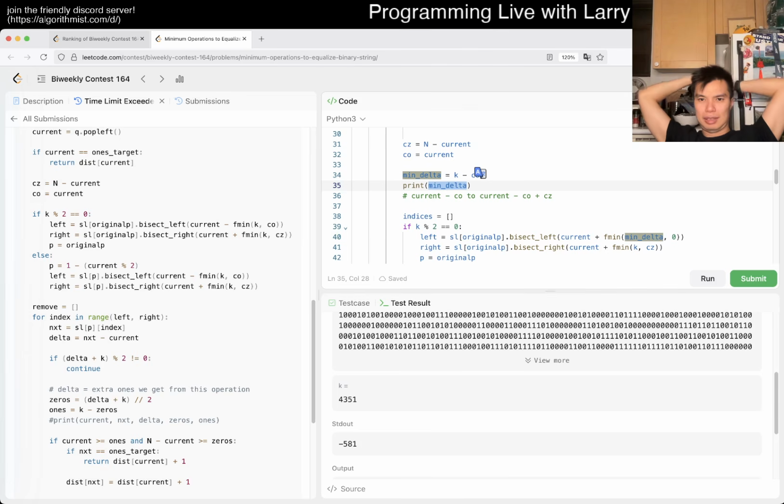Min delta is -581. I guess that's right. You should be, no. No. No. Because those are the number of 1s you have. So this is the number of zeros you have in this case. So then it's actually, this is max 0, and then this is max 0 minus CO.